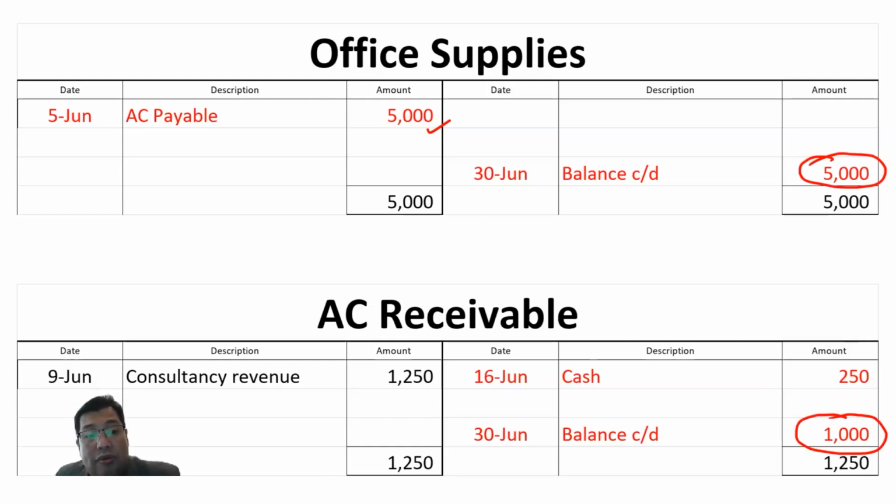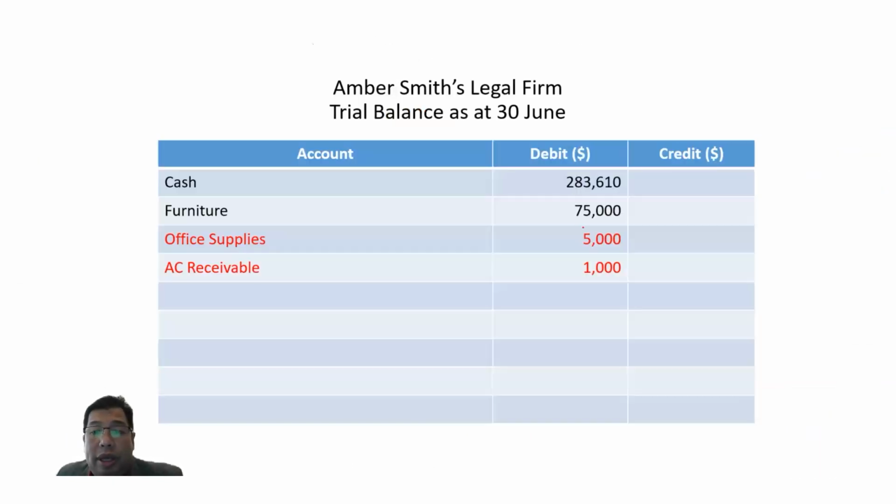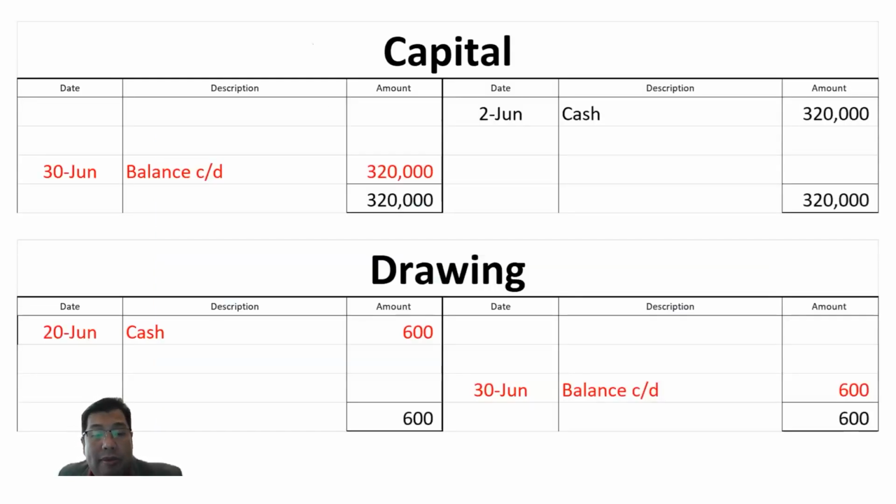So we're going to put these two figures on your trial balance, 5,000 and 1,000. So we're done with assets. Okay, let us move to the capital. You can go to liability first if you want, but in this example, go for capital. Amber contributed cash 320,000. No additional contribution. So the total for capital is 320,000.